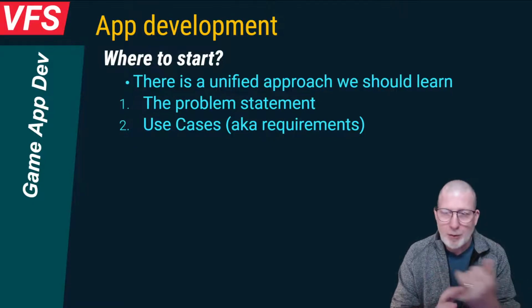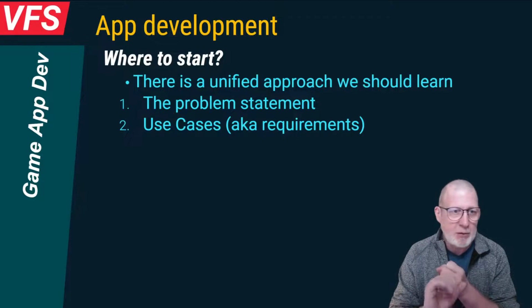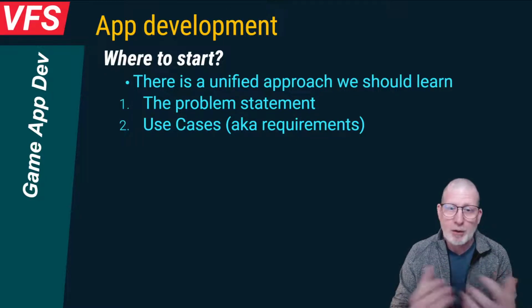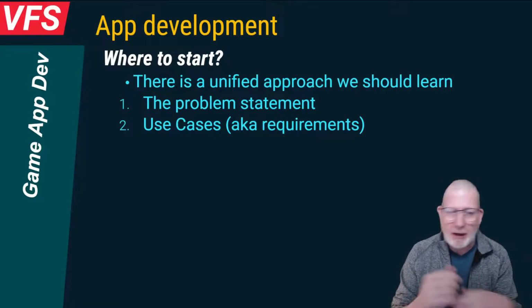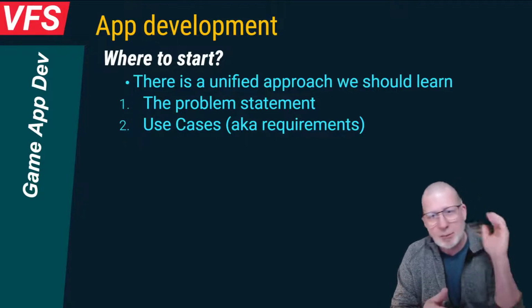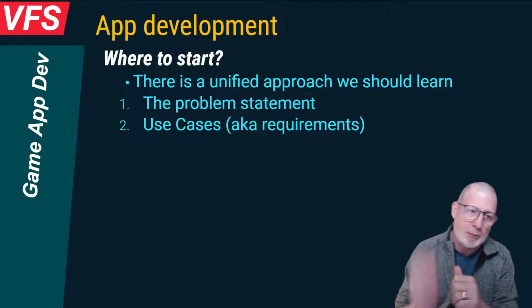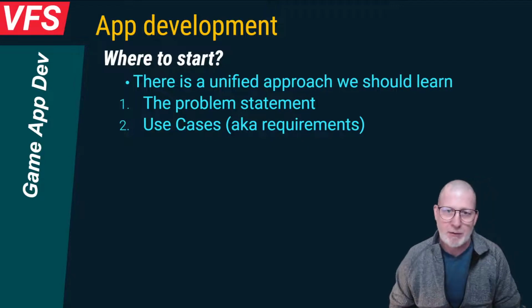So I know the problem. I've got some use cases. And in those use cases, I'm going to write all about the actors and what they can do. As a player, I can move around the game. As a player, I can cast spells. As a player, I can shoot arrows. As a player, I can pick up items. Those are all nice, valid use cases.